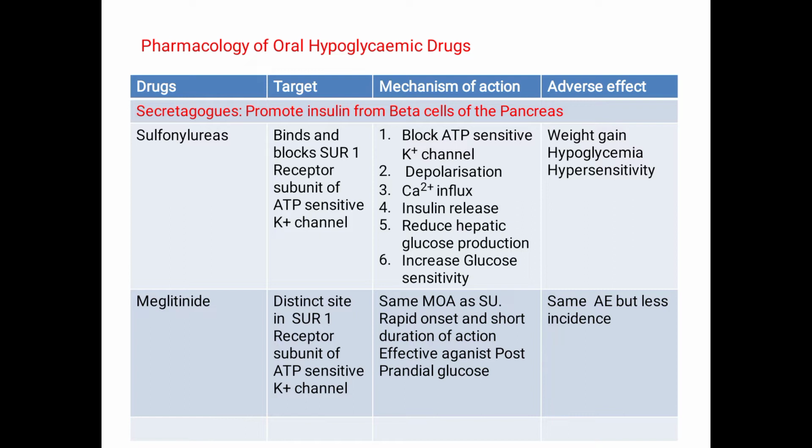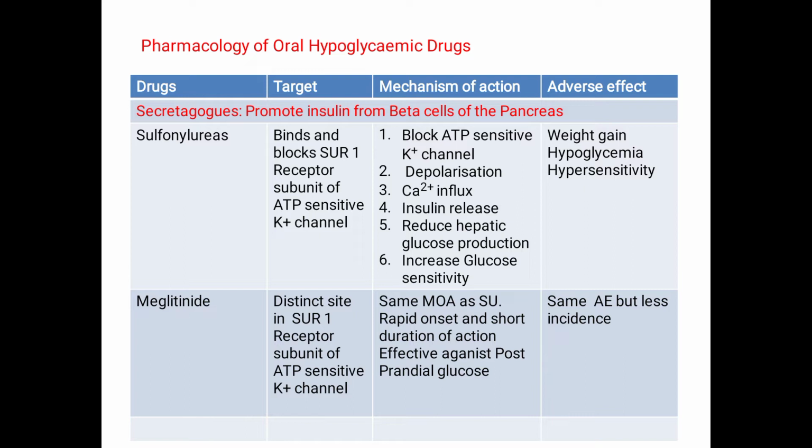So the first category of drug is secretagogues, which I told you is going to promote insulin release from the beta cells of the pancreas. And the two categories of drugs that are secretagogues are sulfonylureas and meglitinides. So the target of sulfonylurea is one receptor called the SUR1 receptor. Okay, SUR1 receptor, which is present in the ATP sensitive potassium channel, which I was talking about before. So in the ATP sensitive potassium channel, there is one receptor called the SUR1 receptor.